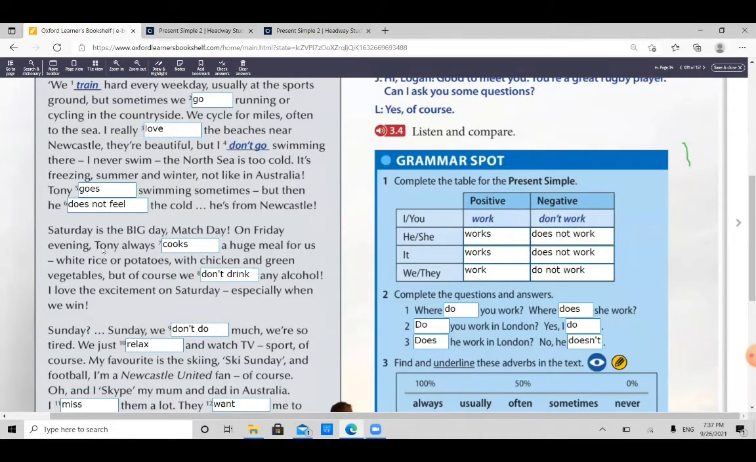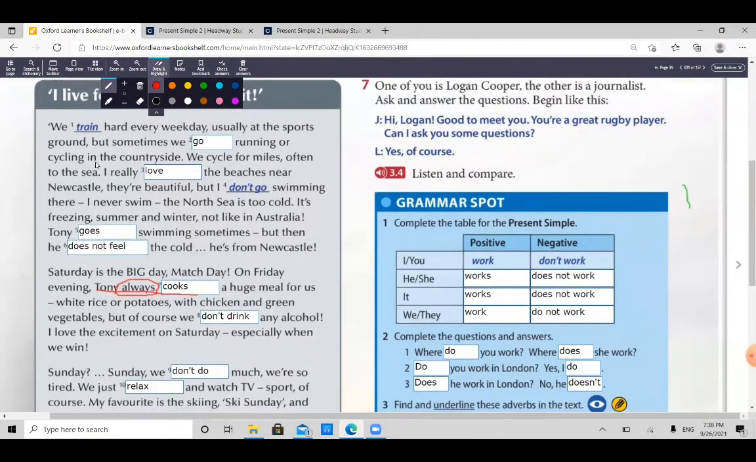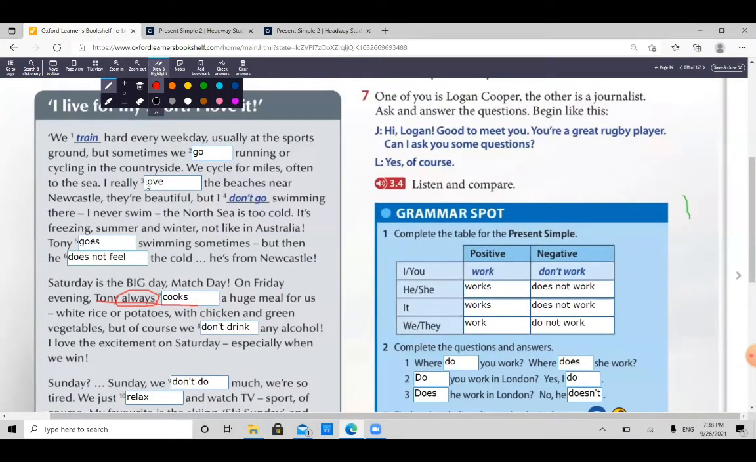Yes, so Tony, as you see here, always cooks. Let me underline it for you. As you see, where is the place of always? After he or she, the subject. Before the verb. So always use the frequency adverb before the verb. So Tony always cooks.